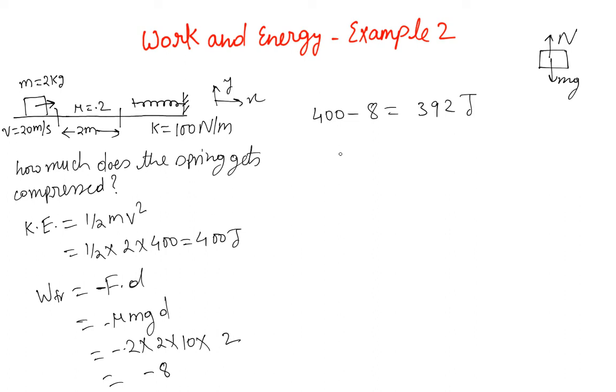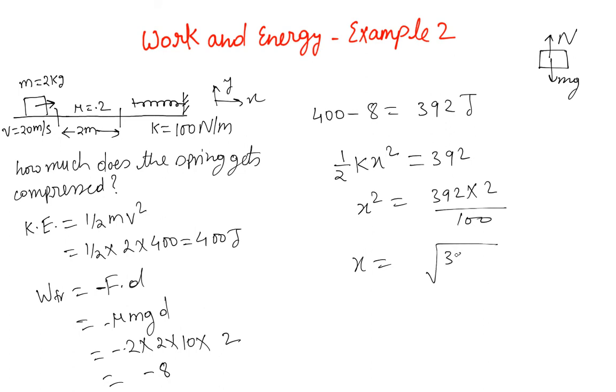Again, now it's straightforward. We know the spring potential energy is half kx squared, which should be the same as 392, where x is the compression in the spring. So x squared equals 392 multiplied by 2 divided by 100, and x is the square root of 392 multiplied by 2 divided by 100. You can find it using your calculator. So that is the compression in the spring.